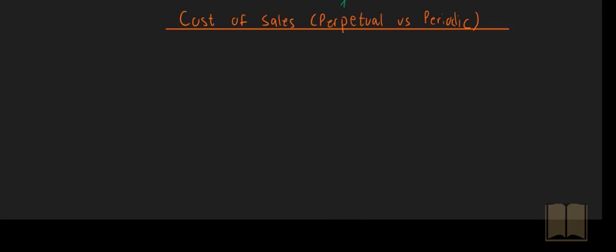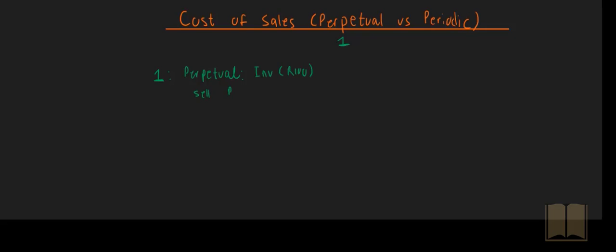In this tutorial, we'll be looking at the way in which you calculate the cost of sales in a perpetual system versus in a periodic system. In a perpetual inventory system, let's say that you bought goods to the value of 100 Rand. So your inventory on your statement of financial position is 100 Rand.